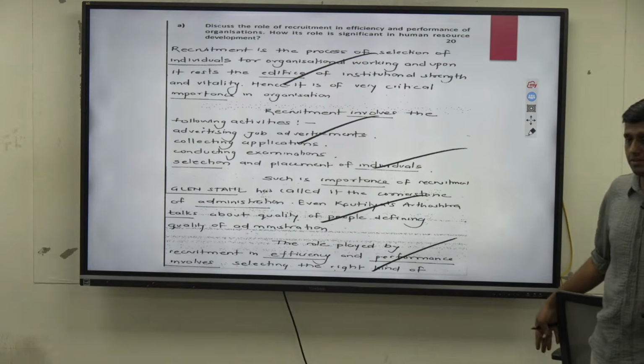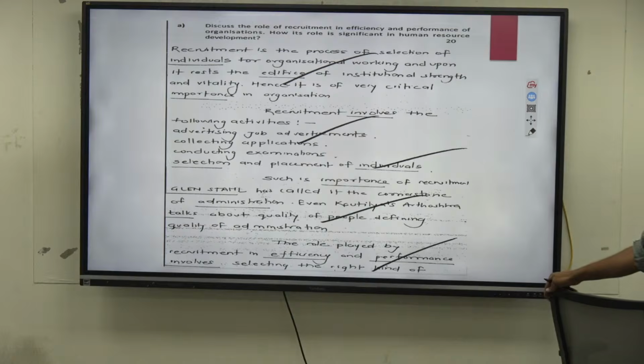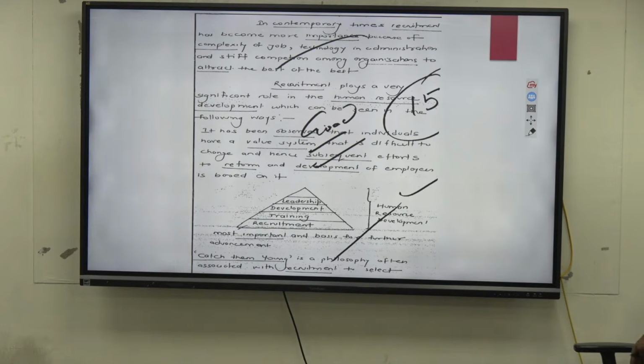See, look at the presentation skill. This is from a topper who got 334 marks, Abhilash Mishra. Look at the presentation. You will not find a single scratch anywhere. Correct? Look at it, more or less not a single scratch.